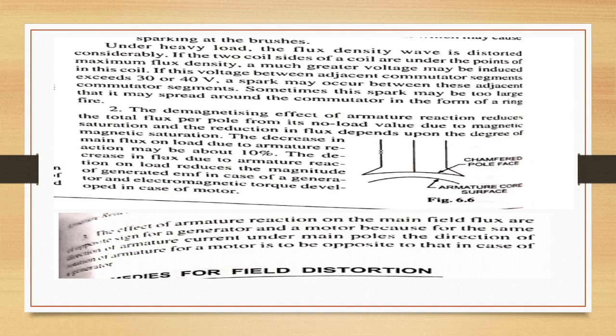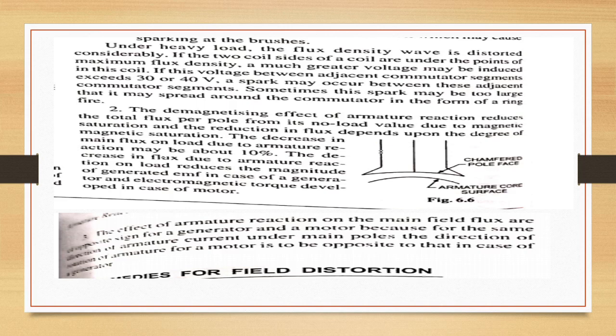The demagnetizing effect of armature reaction will reduce the total flux per pole from its no load value due to magnetic saturation, and the reduction in flux depends on the degree of magnetic saturation. The decrease in main flux on load due to armature reaction may be about 10%. The decrease in flux due to armature reaction on load will reduce the magnitude of generated EMF in case of a generator and electromagnetic torque developed in case of a motor.